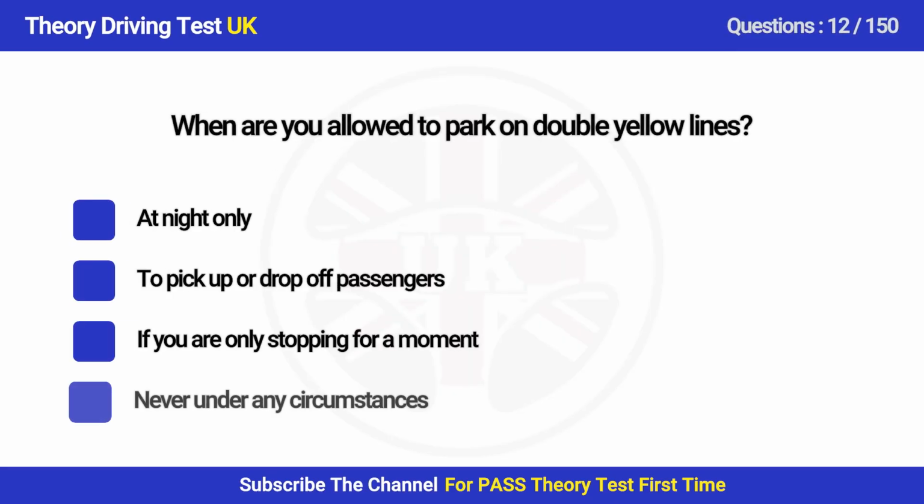Question 12. When are you allowed to park on double yellow lines? A. At night only. B. To pick up or drop off passengers. C. If you are only stopping for a moment. D. Never under any circumstances.